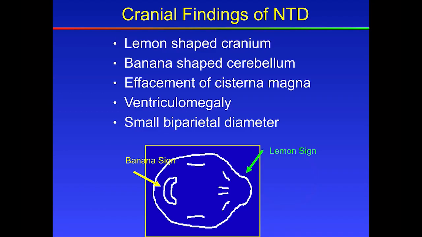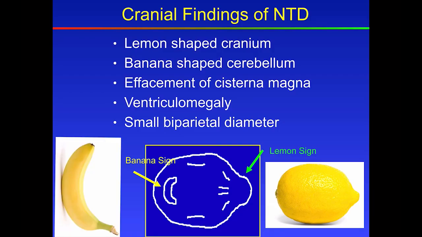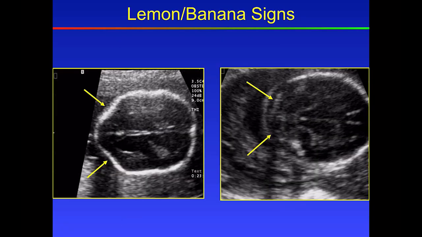First is the lemon sign, which is the flattening of the parietal bones. Second is the banana sign, which is the cerebellum curving around. And then the third sign is effacement of the cisterna magna, that it is not there. The next sign is ventriculomegaly. And then interestingly, they tend to have a small BPD in the second trimester and only blossom out when they get ventriculomegaly. They may or may not have a significant increase in the size of their brain.